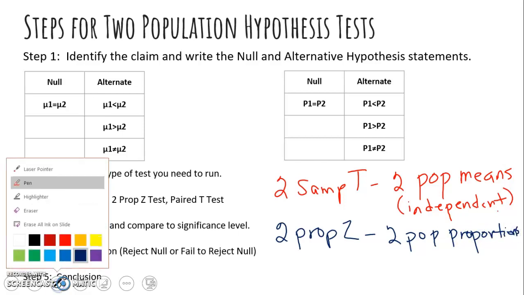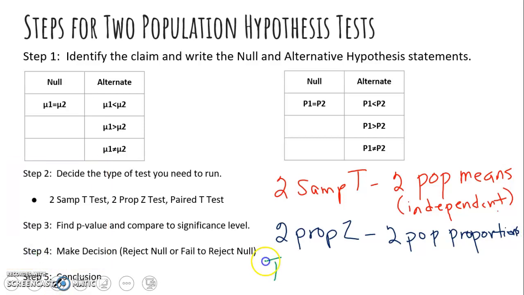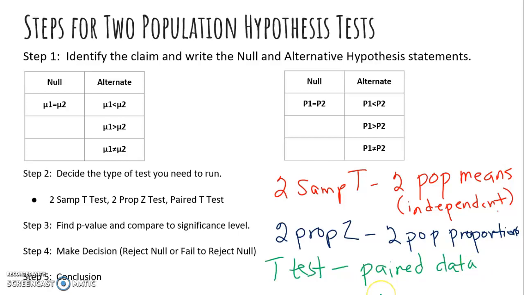And then we have a t-test that we're going to use for paired. Once we do that, we find the p-value just like we found before. We will compare that to the significance level. If it is less than the significance level, we will reject the null. If it's greater than the significance level, we will fail to reject the null. So we make that decision, and then we'll make the conclusion based off of that.